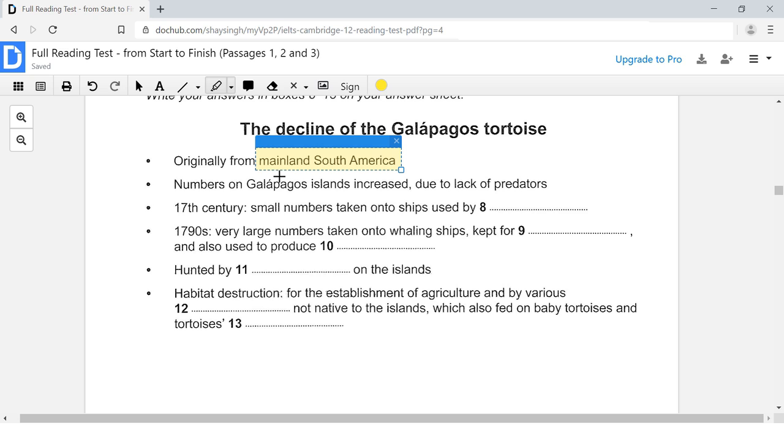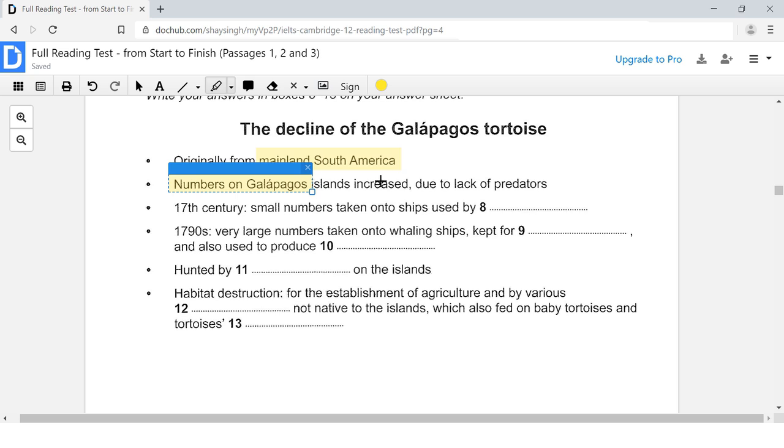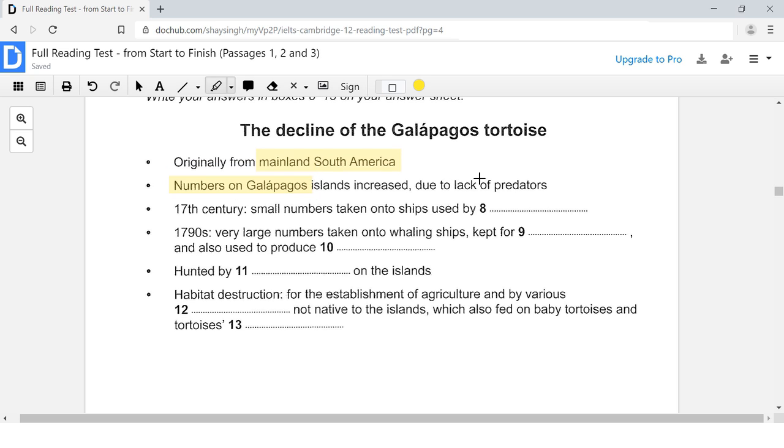Okay, here we're talking about the numbers on Galapagos Islands. They increased due to lack of predators.